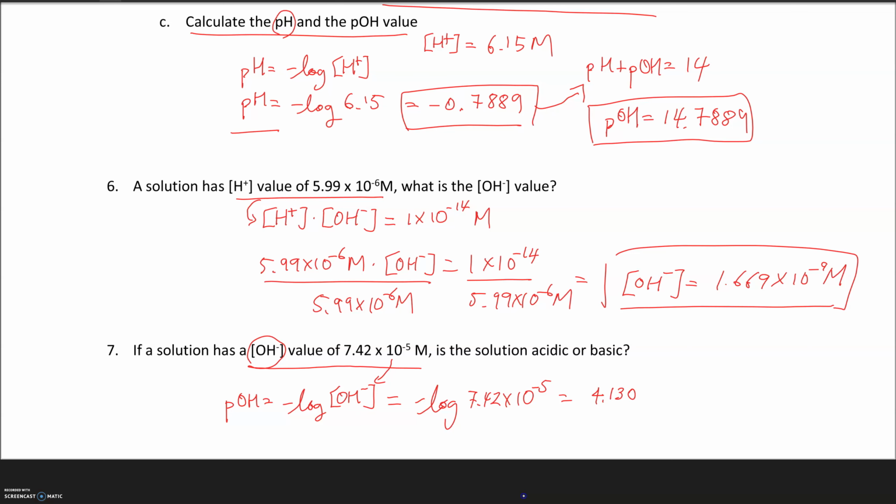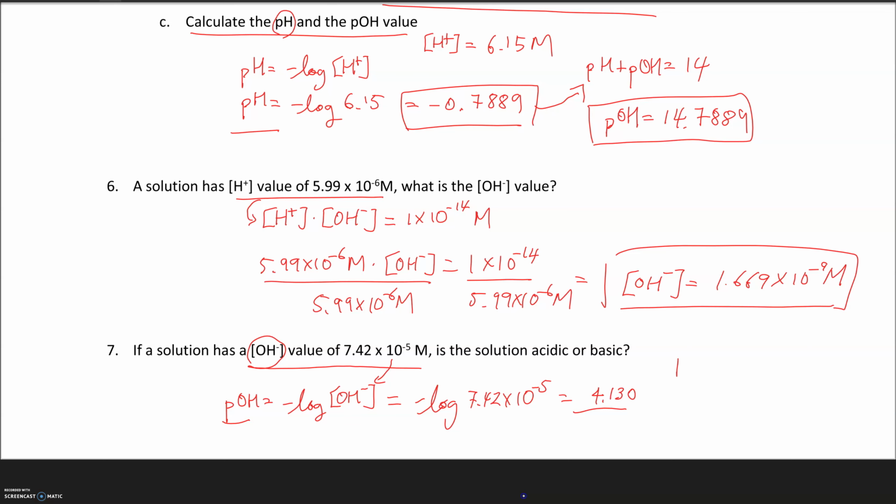4.130. Now, pOH scale. If you have had a lot of practice, you will immediately know what the pOH of 4.13 would be in terms of acidic or basic or neutral. But not many of you may be used to this scale. So we would probably want to convert this into a scale that is easier for us to understand, which we're a lot more familiar with, the pH scale.